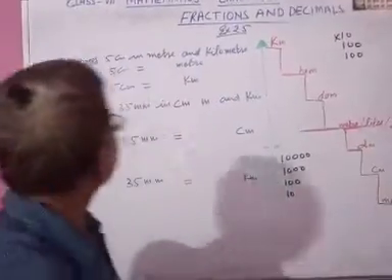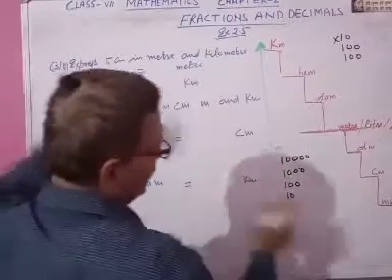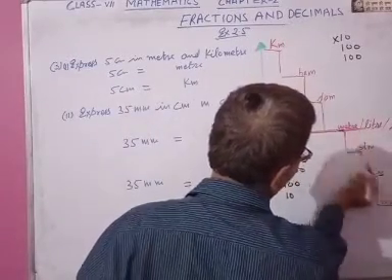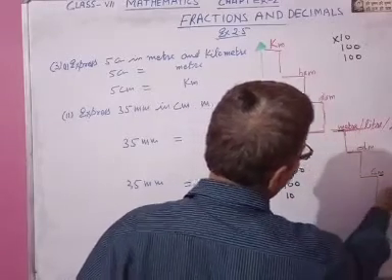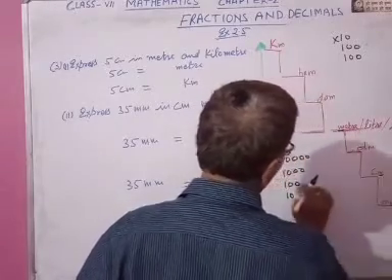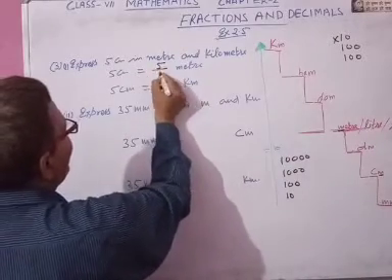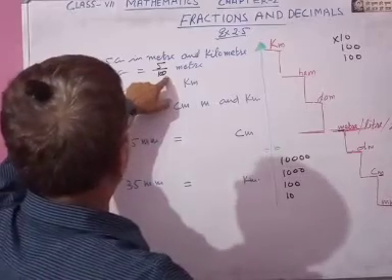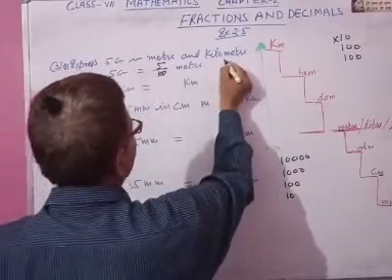So now see how we are doing the question. Now we have 5 centimeter, we want to change into meter. 2 steps upwards, so we will divide by 100, 5 upon 100. So it is very easy to divide by 100. We can shift the decimal 2 places from right to left.